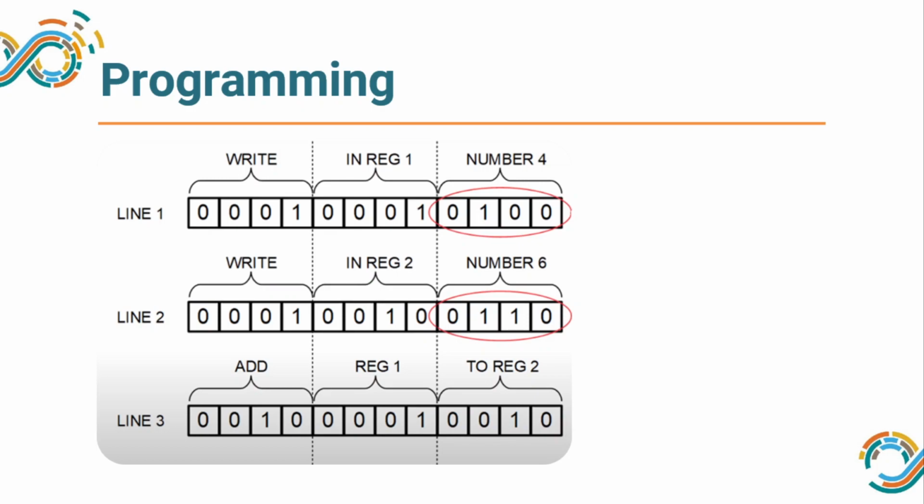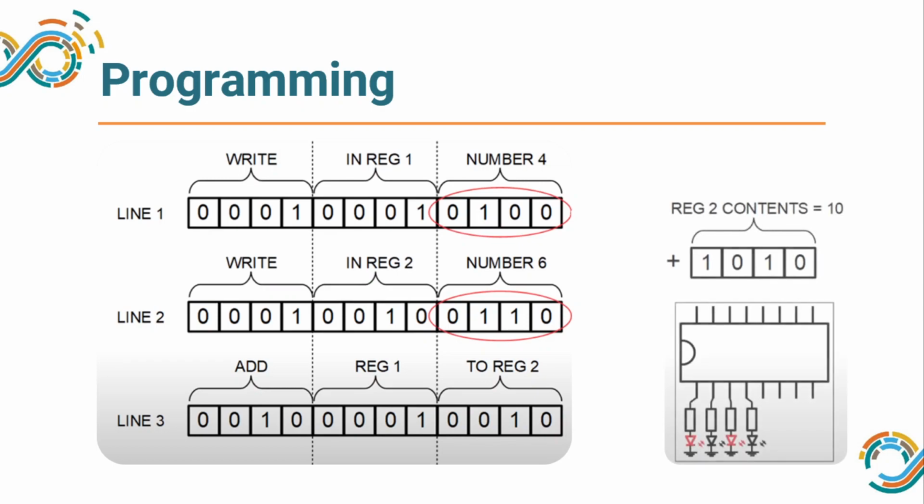Line 3, we have a different opcode. Opcode means operation code or instruction code, you can say. It is 0010, that is for addition. It is going to add two locations, the location of register number 1 and the location of register number 2. Once we do that, we get the output, which is the summation of 4 and 6, which is 10, and that is obtained by adding these two numbers which were stored in the locations of register 1 and register 2.